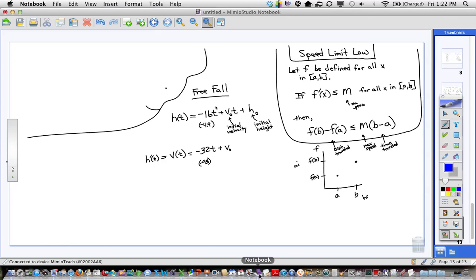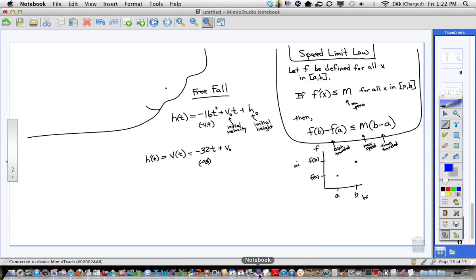The most you could have gone is 200 miles. Isn't that what that says? That the distance we traveled has to be less than or equal to 100 times 2, 200. That's what it says. If you travel for 2 hours, you know your max speed is 100 miles per hour. You know the most you went is 200 miles. Speed limit law.